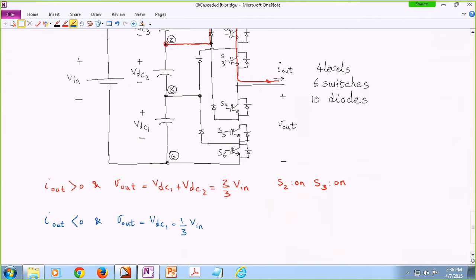So now, okay, the current is coming in. I have to turn S4 on and S5 on. That's it. So you got to turn S4 and S5 on. And you're in business. Sometimes these switches are turned on and off together. So again, remember these switches are not complementing each other.